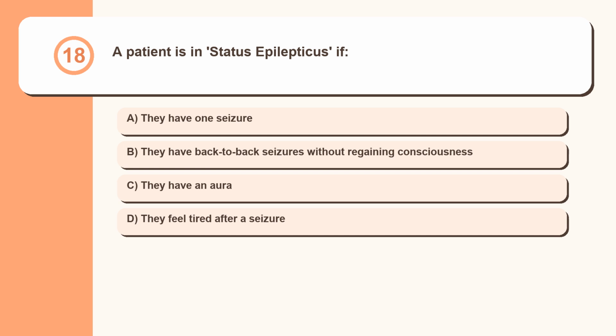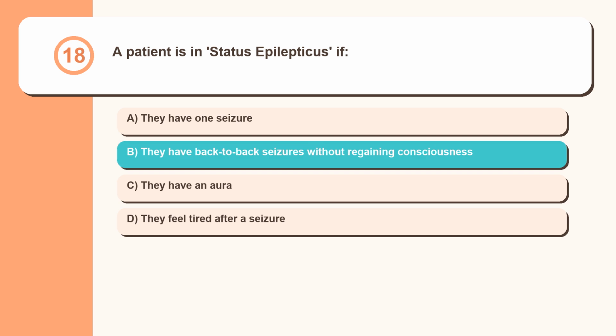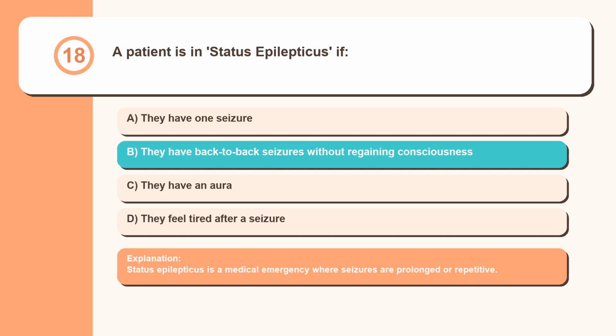Question 18. A patient is in status epilepticus if they have 1 seizure, they have back-to-back seizures without regaining consciousness, they have an aura, they feel tired after a seizure. Status epilepticus is a medical emergency where seizures are prolonged or repetitive.